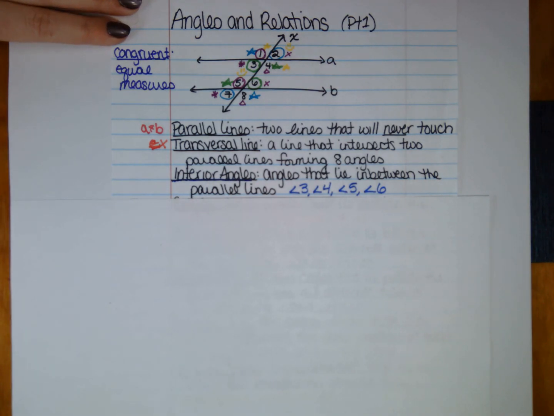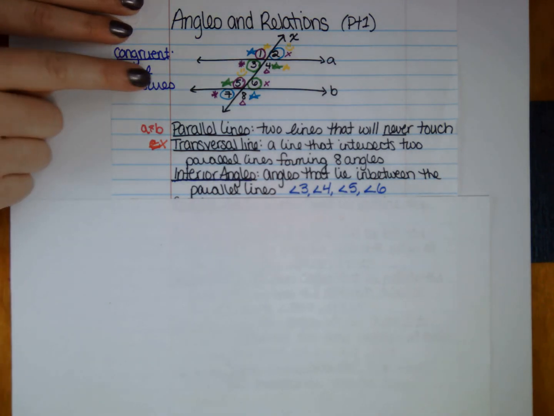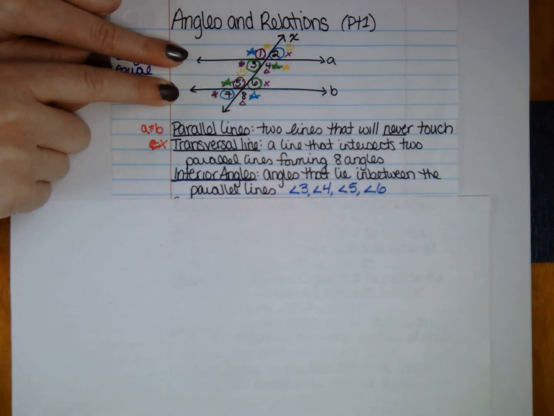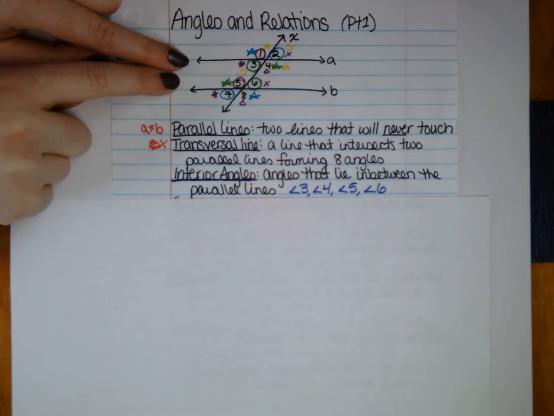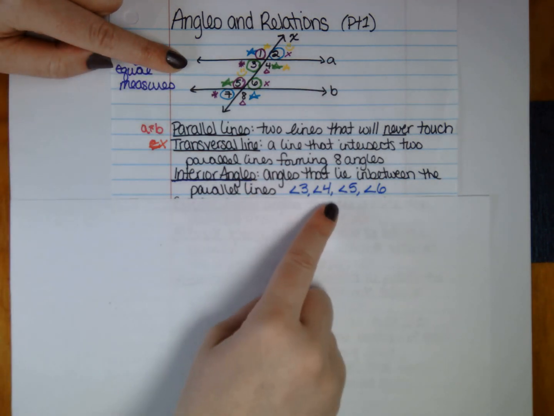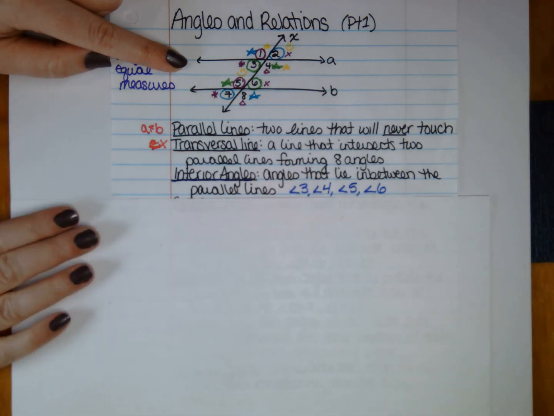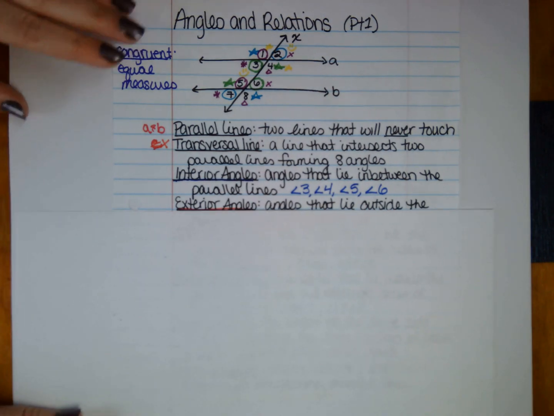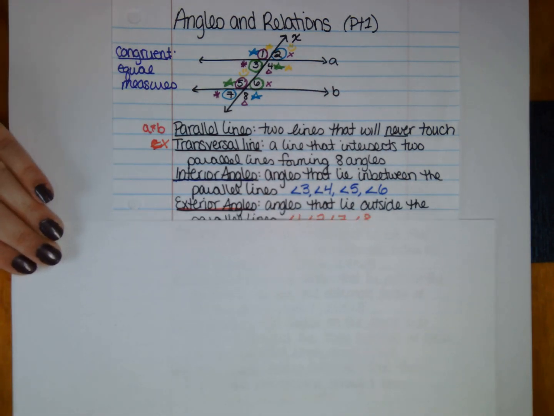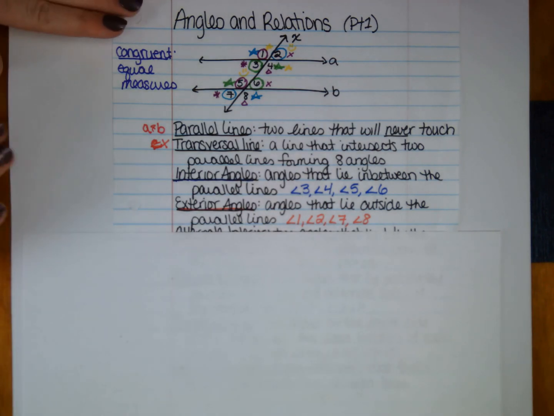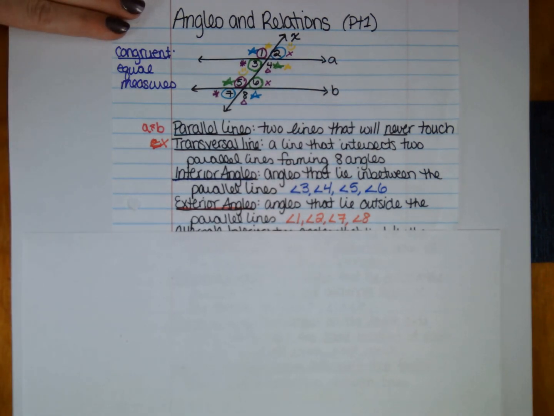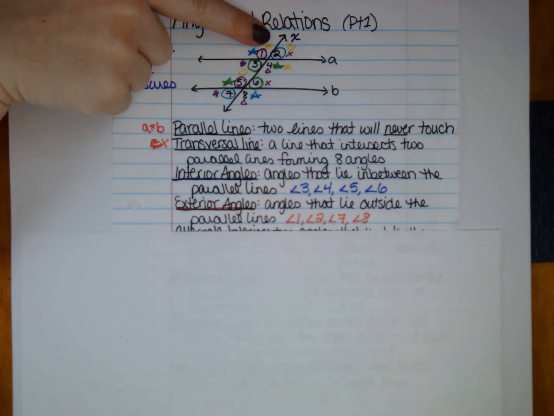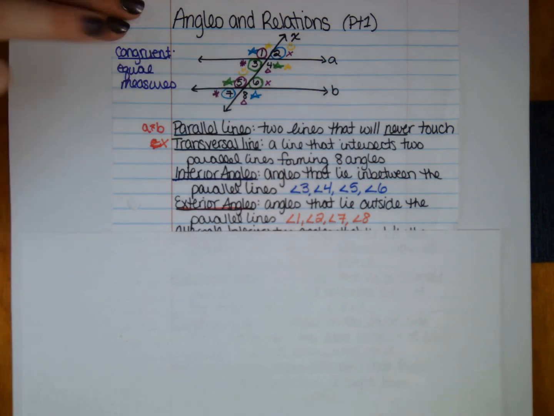So the first term is what we call interior angles. They are angles that lie in between the parallel lines. So if I'm looking at line A and line B, the angles that are inside or in between those two parallel lines are 3, 4, 5, and 6. For our next term, we have exterior angles. Exterior angles are angles that lie outside of the parallel lines. So for this example, they would be 1, 2, 7, and 8.